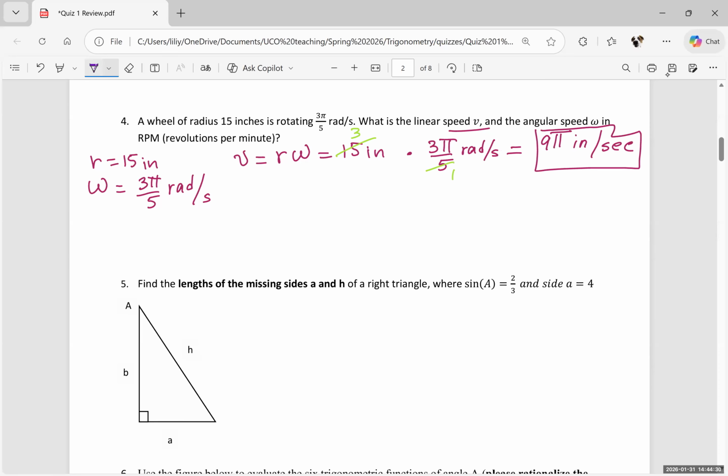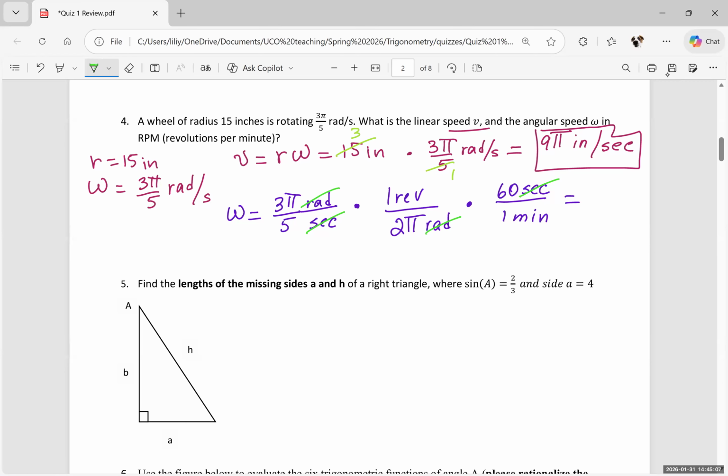Now we need to convert the angular speed to revolutions per minute. So we have 3 pi over 5, and it's in radians per second. We need to multiply that by 1 revolution for every 2 pi radians, and then multiply it again by 60 seconds for 1 minute. So we're setting up a dimensional analysis problem. Let's see what cancels. Seconds and seconds go away. Radians and radians go away. So what we have left is revolutions on top and minute on the bottom, which is what we need.